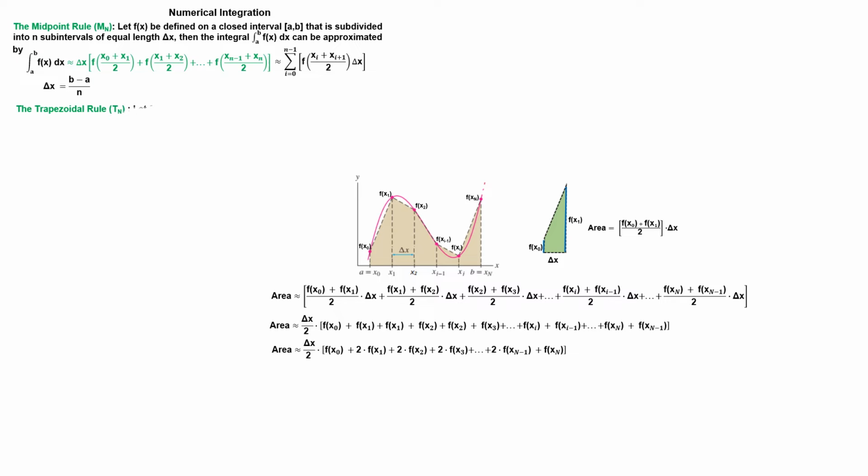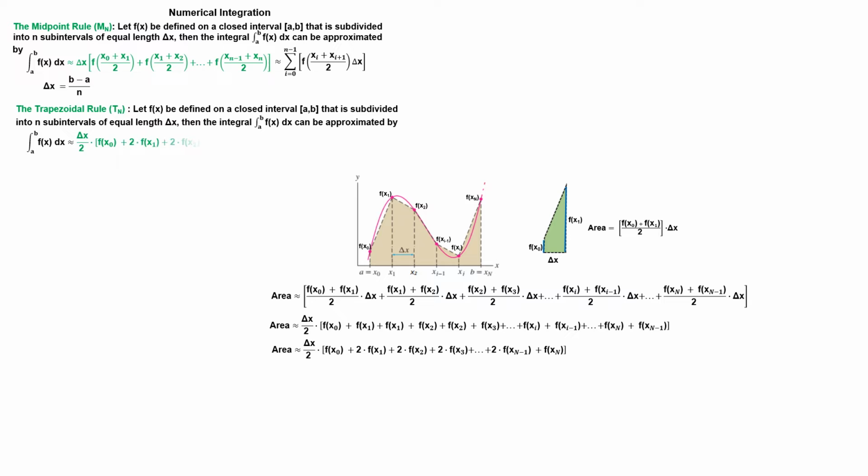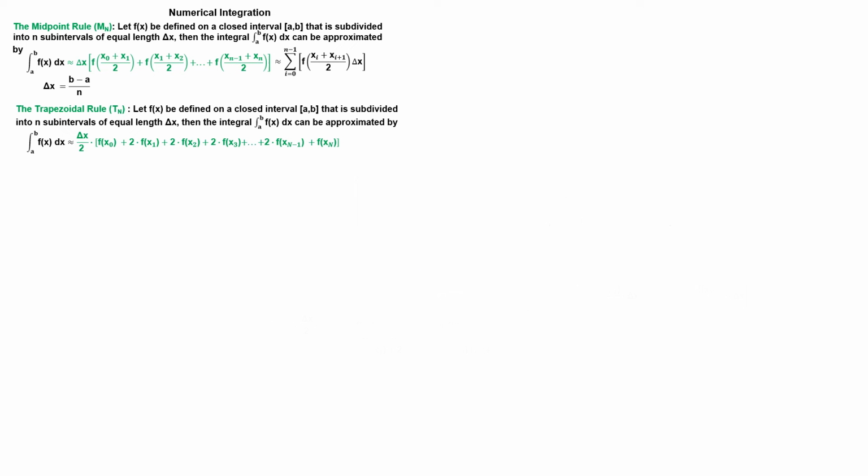The trapezoidal rule. Let f of x be defined on a closed interval from a to b that is subdivided into n subintervals of equal length delta x. Then the integral can be approximated by the next two examples will make the theory clearer.